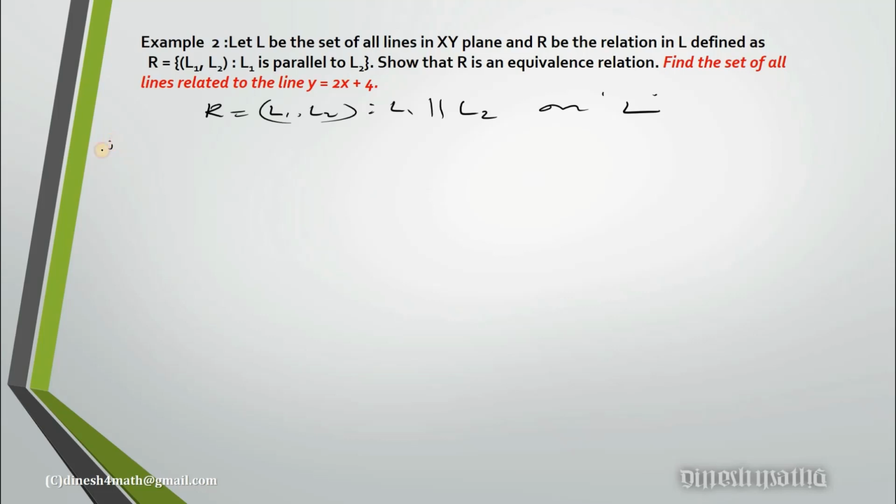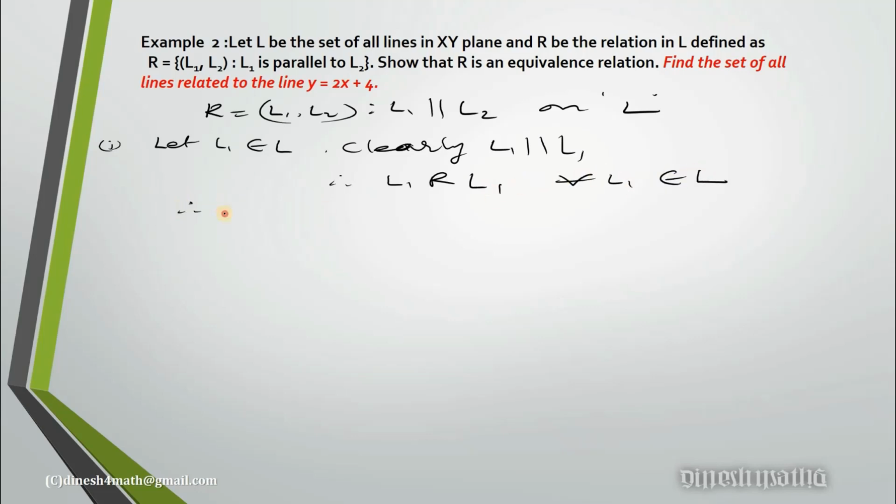Now, just like the other one, first we need to prove it is reflexive. This you have already seen in the first initial explanation. So let L1 belong to L, any line. Now clearly a line is parallel to itself. Therefore we can say L1 is related to L1 for every L1 belongs to L. Therefore, R is reflexive.